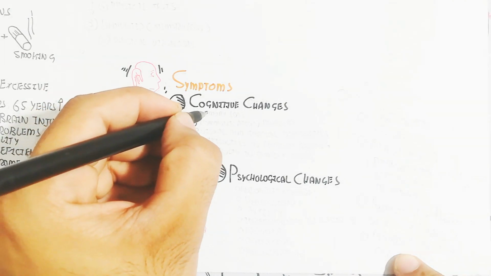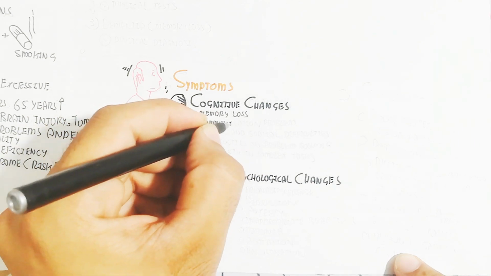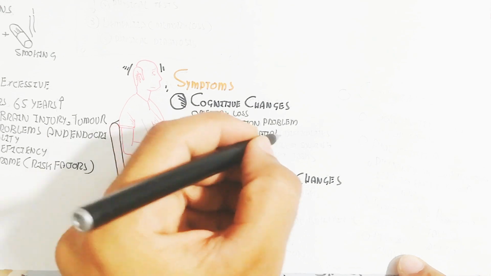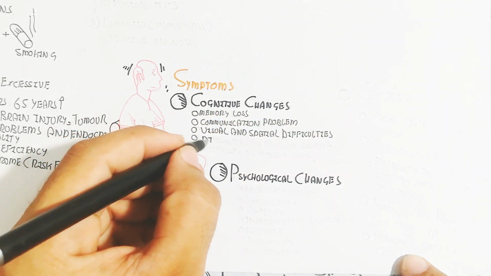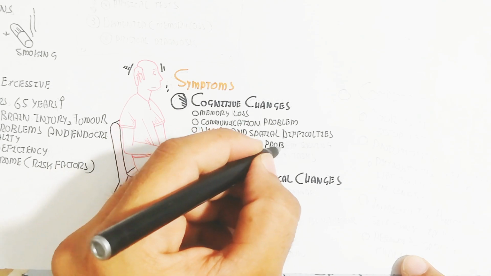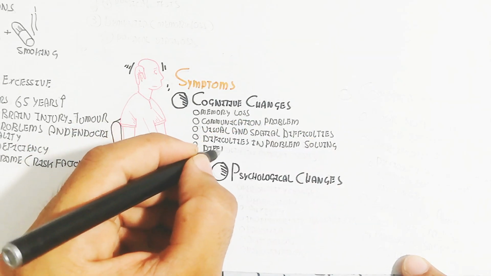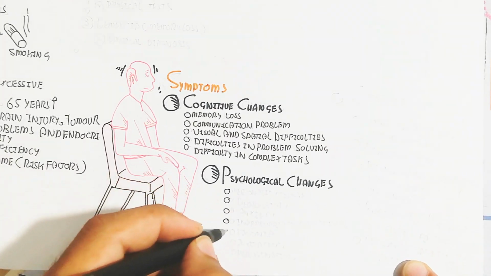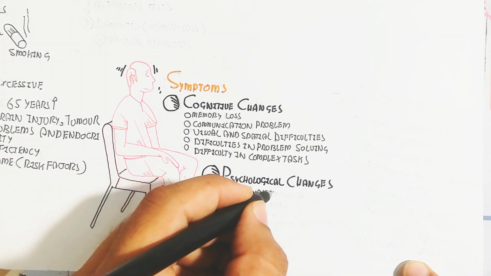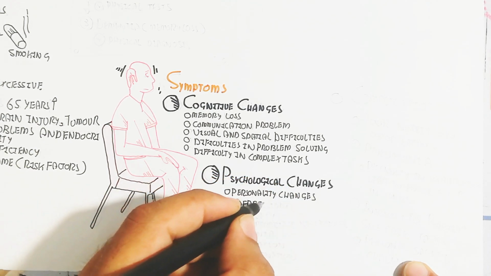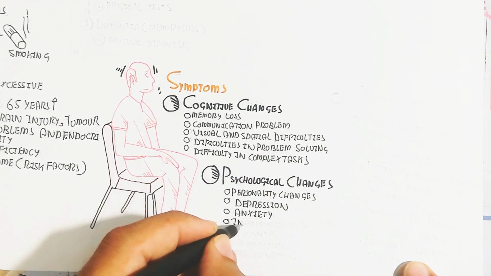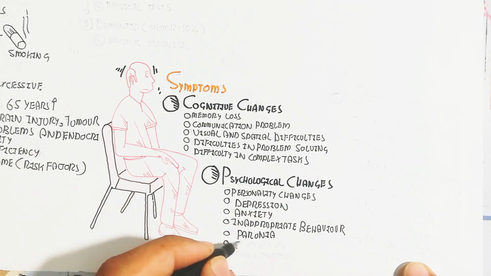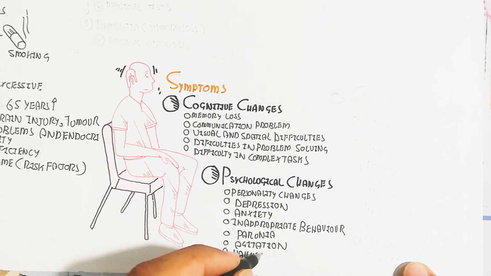On the other hand, the psychological changes, which we will discuss in this way: memory loss, communication problems, visual and spatial difficulties, difficulty in problem solving, and difficulty in complex tasks. The psychological changes are personality changes, depression, anxiety, and inappropriate behavior. Paranoia and agitation, as well as hallucination, are part of the psychological changes.